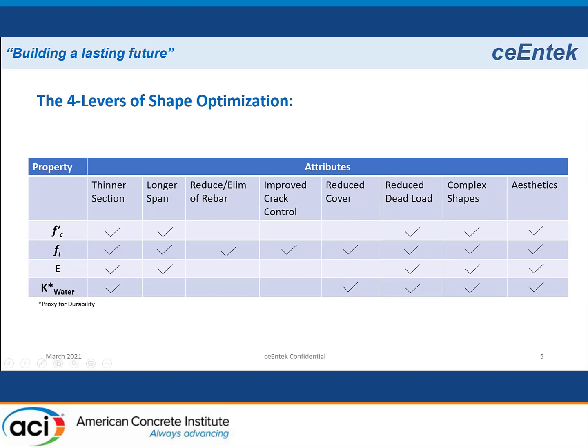I talked about reduced dead load already. All four of the properties also contribute to the ability to do complex shapes that are thinner, shapes that are curved and complex in terms of shaping, also perforated panels, etc. All four of them contribute to that, and all four of them contribute to the aesthetics. So that summarizes the levers that we have in terms of shape optimization.